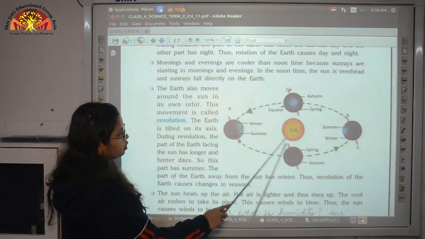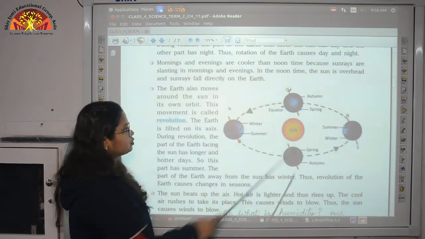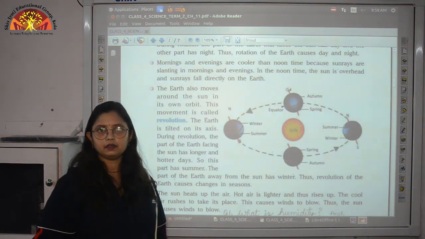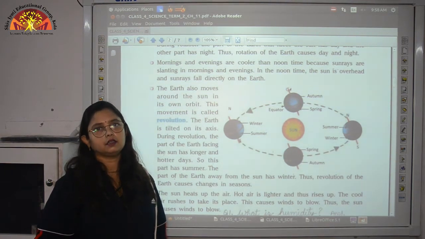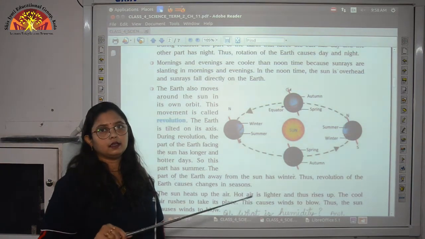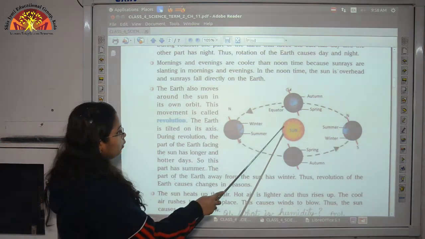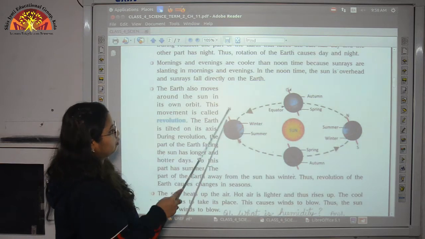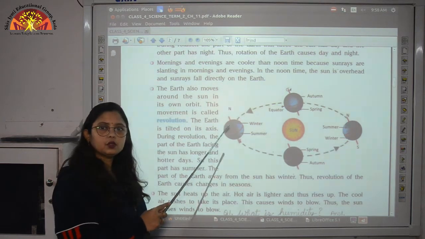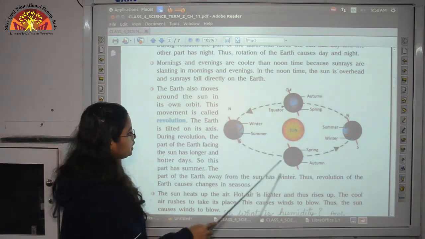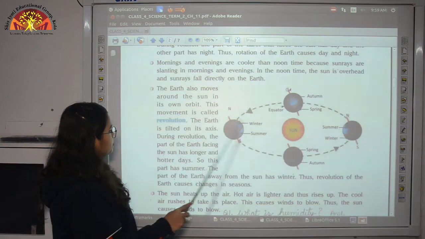So you can see in this picture also that when earth revolves around the sun in its own orbit, children, we have already studied another term which is called equator. Equator is the imaginary line which divides the earth into two equal halves. One is the northern hemisphere, the upper part, and the other one is the southern hemisphere. So you can see here, when sunlight falls directly on the northern hemisphere, there is summer season, and in the southern hemisphere there occurs winter season, and these seasons keep on changing as the earth changes its position. So this causes different types of seasons.